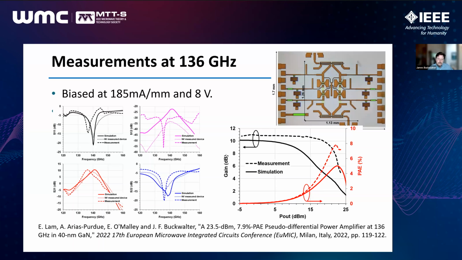So again, the use of that inductive degeneration seemed to be useful for improving the output power from this process, and you can see the large area that those vias occupied in the actual amplifier core.